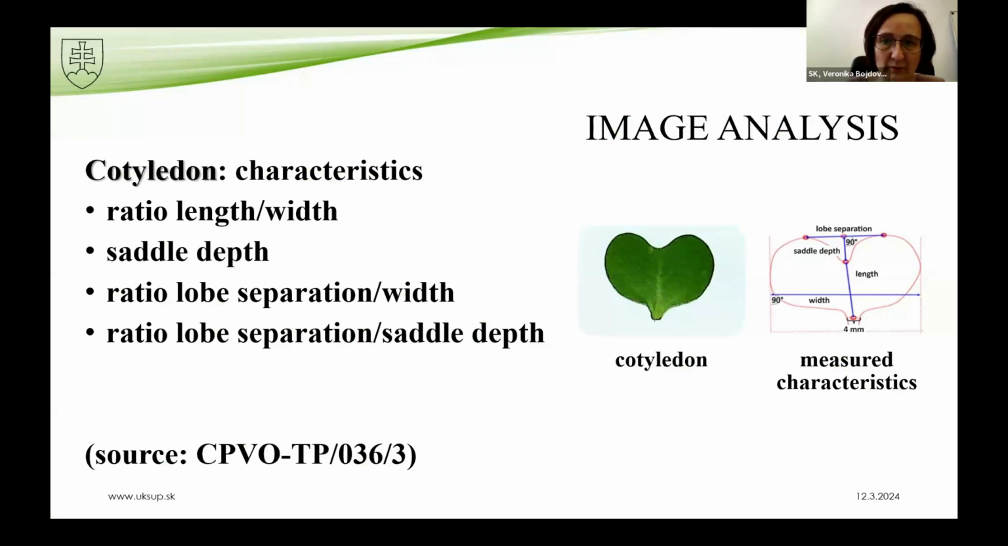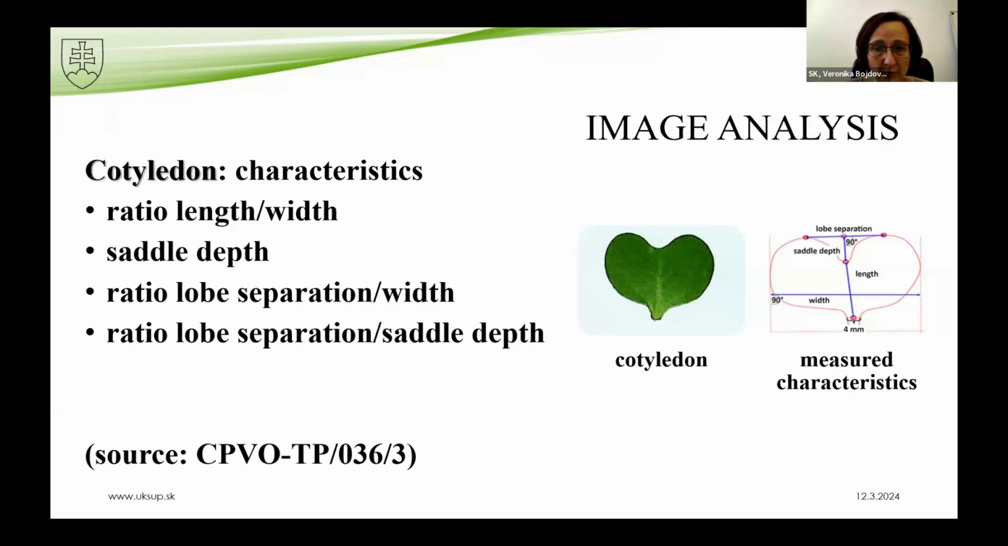According to the CPVO test protocol and test guidelines for rapeseed, there are 4 characteristics that should be measured on cotyledons, namely the ratio of its length to its width, then the sinus depth, the ratio of the lobe separation to its width, and the ratio of the lobe separation to the sinus depth. For each variety, the biggest cotyledon of 40 seedlings should be measured.